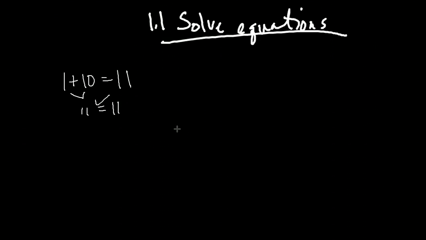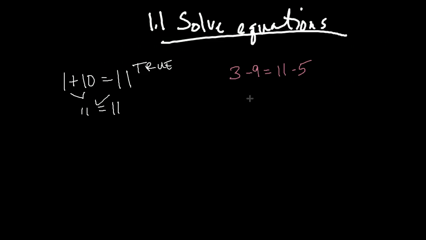So that one checks out. This is a valid statement of equality because the statement is true. Let's compare that to a statement like 3 minus 9 is equal to 11 minus 5.